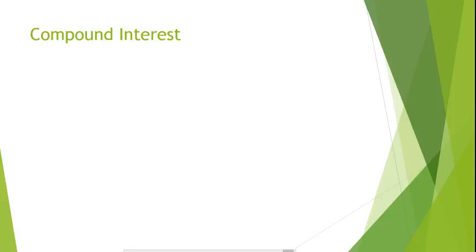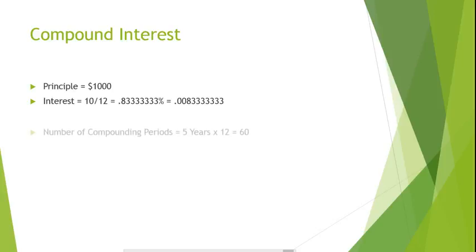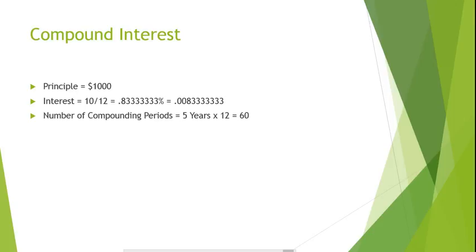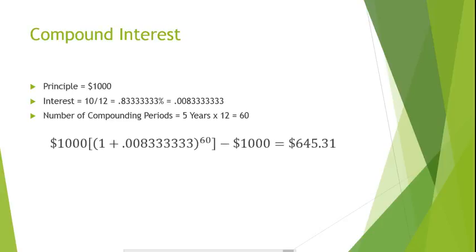What if you invested $1,000 in an investment that earned 10% interest compounded monthly and held it for 5 years? How much interest would your investment earn? Just make the proper calculations to the interest rate and the number of compounding periods and plug your values into the compound interest formula. Our principal is $1,000. Our interest rate per compounding period is 0.008333333, and our number of compounding periods is 60.